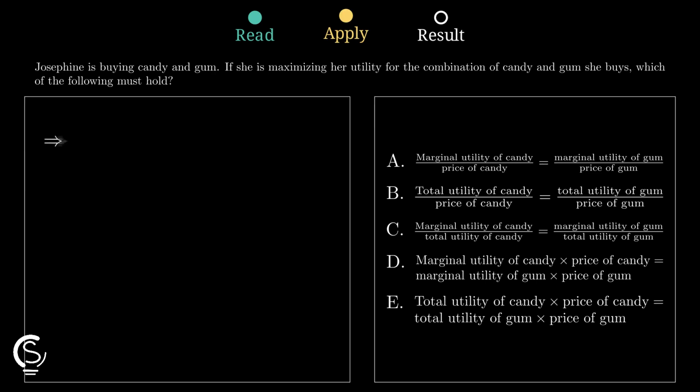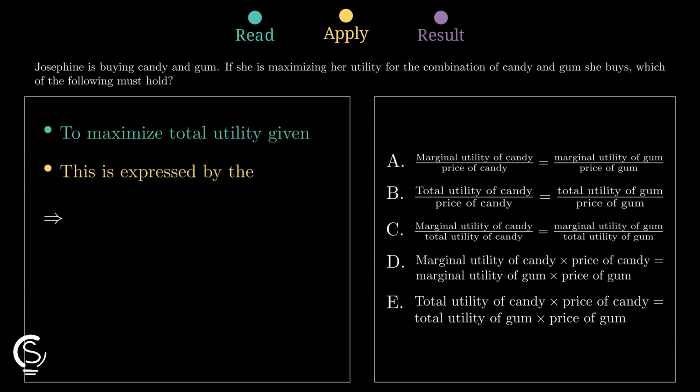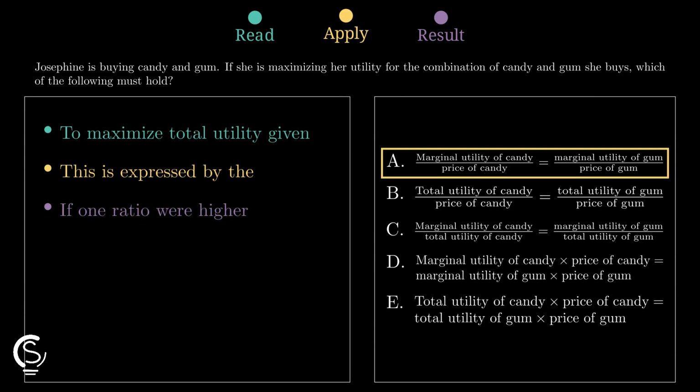This is expressed by the utility maximization rule, where we divide marginal utility by price for both goods. We are looking for the ratio where these two values are equal. If one ratio were higher, she would buy more of that item. Therefore, the ratios must be equal, leading directly to option A.